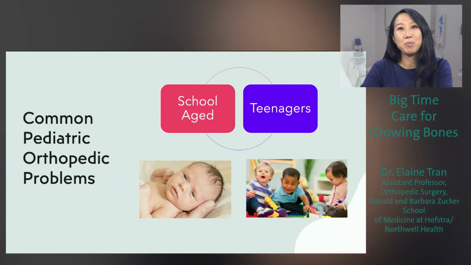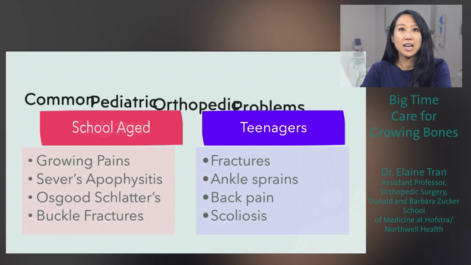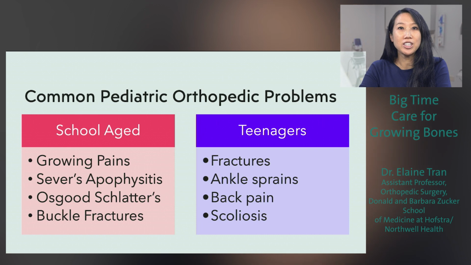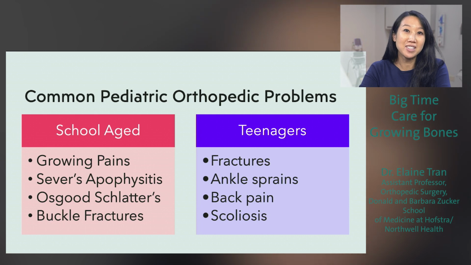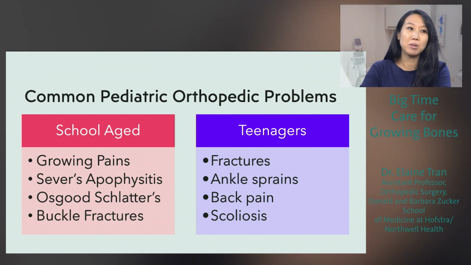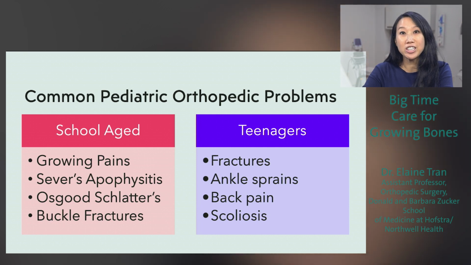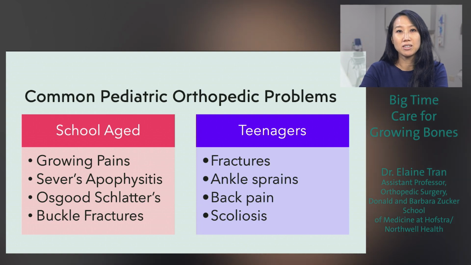So today, again, we're talking about more common problems in growing kids, in the school age range and in teenagers. More specifically, for school age kids, we'll talk about growing pains, which we see all the time, Sever's apophysitis, Osgood-Schlatter's, and buckle fractures. Don't worry about those names, I'll explain exactly what those mean. And in teenagers, we'll talk about fractures in general, not any specific fractures, but what to expect if your kid has an injury or a fracture, ankle sprains, back pain, and finally scoliosis.